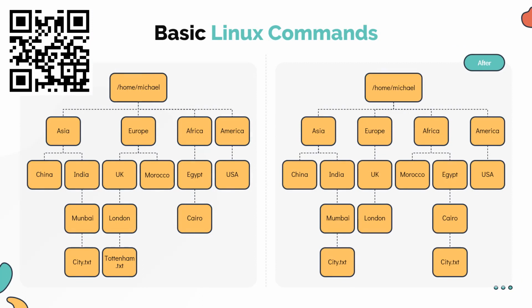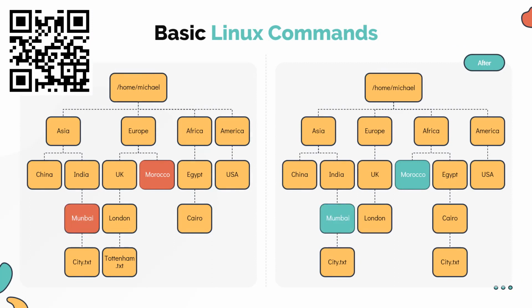If you look at the diagram on the left, you will notice a couple of mistakes. The directory called Morocco has been created in Europe instead of Africa. This has to be corrected. There is another correction to be made. The city called Mumbai has a typo that needs to be fixed.